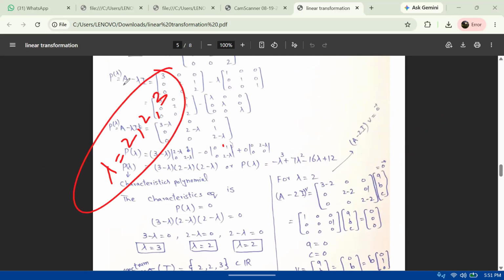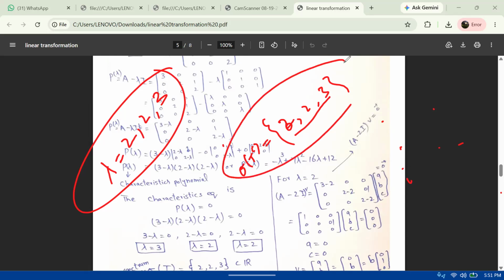The lambda values are called the eigenvalues. If you put these values into a set, like 2, 2, and 3, then this is known as the spectrum of the transformation T. If this spectrum contains only real numbers, which means it doesn't contain the i sign, it is free of i. So this is a subset of real numbers. If it contains something like 2 iota, then it's not a subset of real numbers.